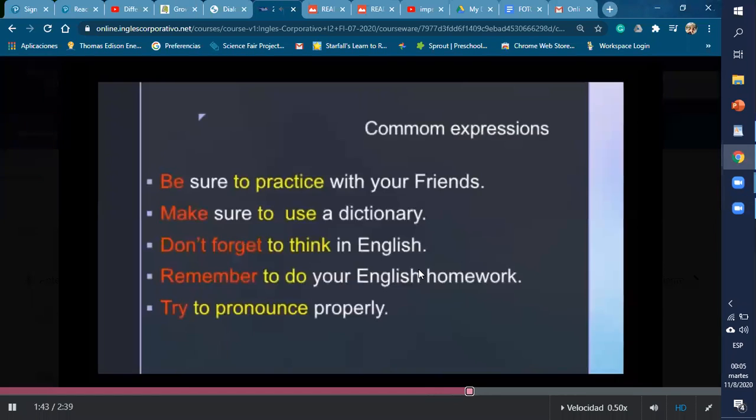Let's make examples using these expressions. Be sure to practice with your friends. Make sure to use a dictionary. Don't forget to think in English. Remember to do your English homework. Try to pronounce properly.